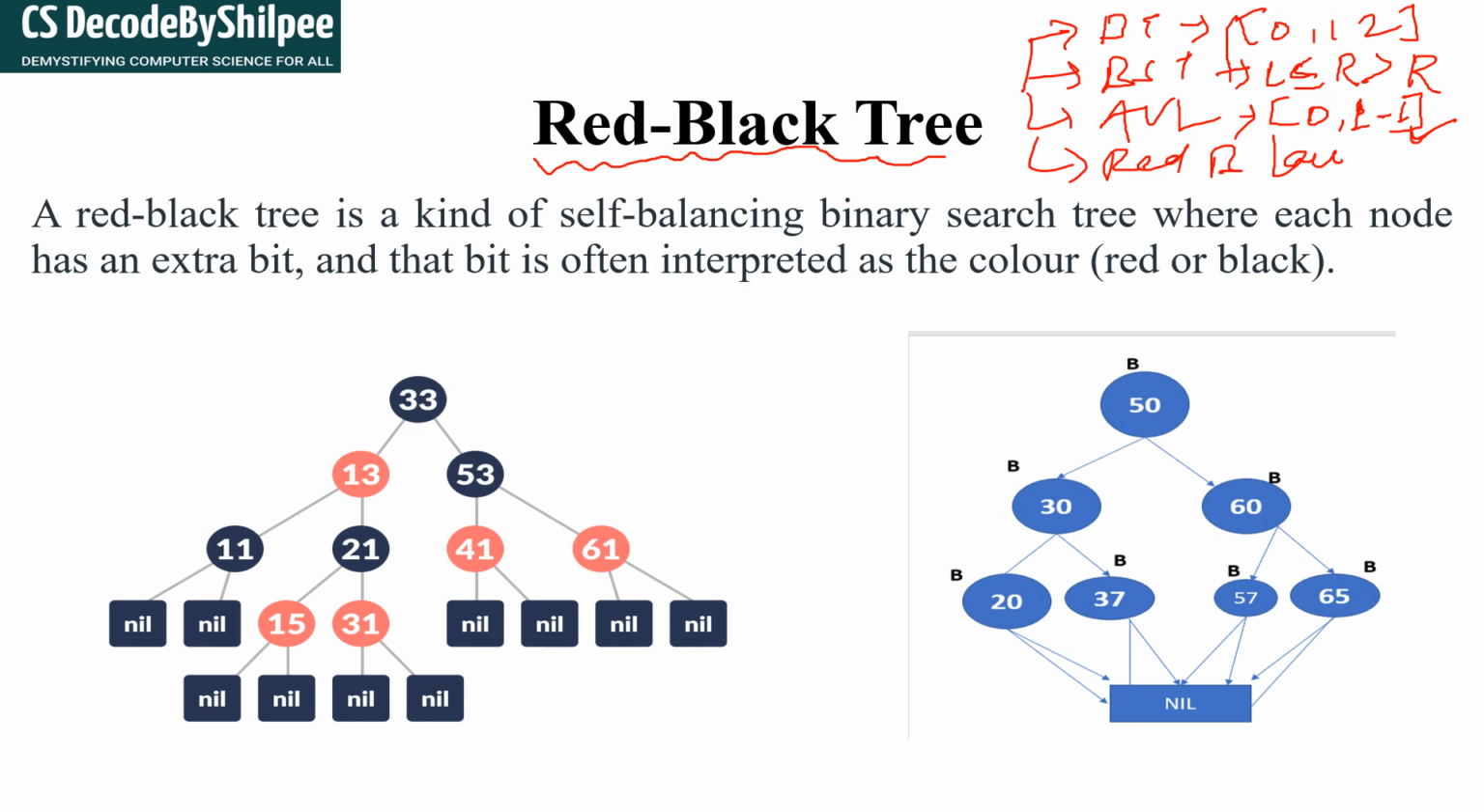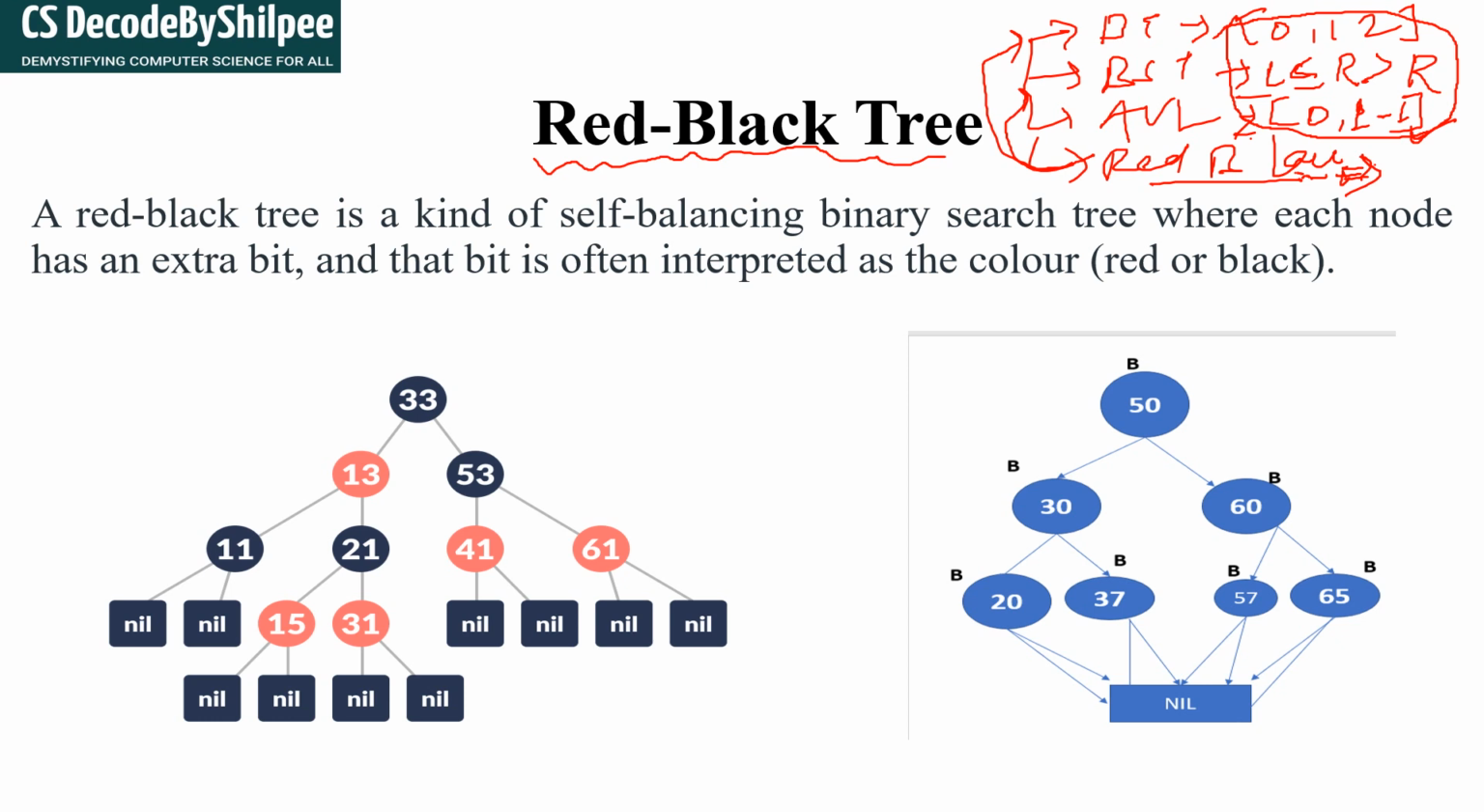An AVL tree is going to follow these 3 properties: the binary tree property, the binary search tree property, and its own property. A red black tree is also a binary search tree. It also follows the binary tree property, the binary search tree property, and its own property, and its own property is that it works on a color bit.